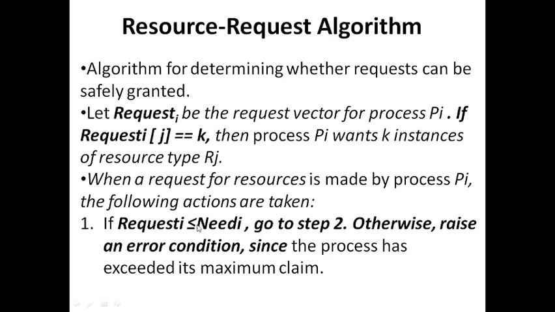If Request i is less than or equal to Need i, then go to step 2. That means that it is a valid one. Whether it will be allocated or not, that is next. This condition only checks whether it makes a legal request. So if it is within that claim limit, then it's accepted. Otherwise, raise an error condition since the process has exceeded its maximum claim. That is the first condition to be checked.